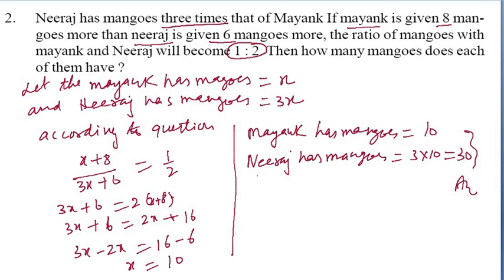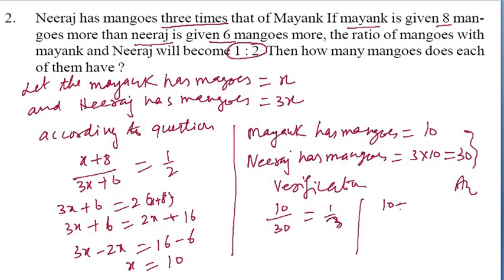You can do the verification. Their ratio is 10 upon 30, so it is 1 by 3, that means it is 3 times. And now adding, 10 plus 8 and 30 plus 6, so it is 18 and it is 36. So 18 1 is 18 and 18 2 is 36, so it is 1:2. Hence verified.